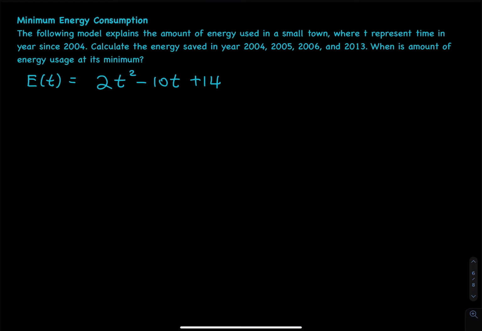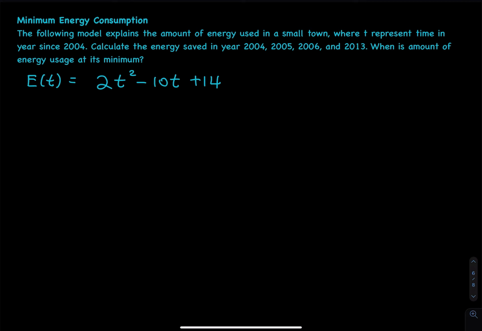This problem is about minimum energy consumption. We have a mathematical model that explains the amount of energy used in a small town. The mathematical model is E of t equals 2t squared minus 10t plus 14. E stands for the energy consumption. The independent variable t represents time in years since 2004.